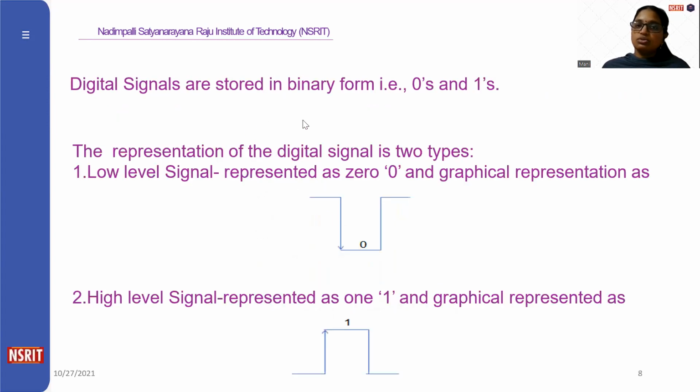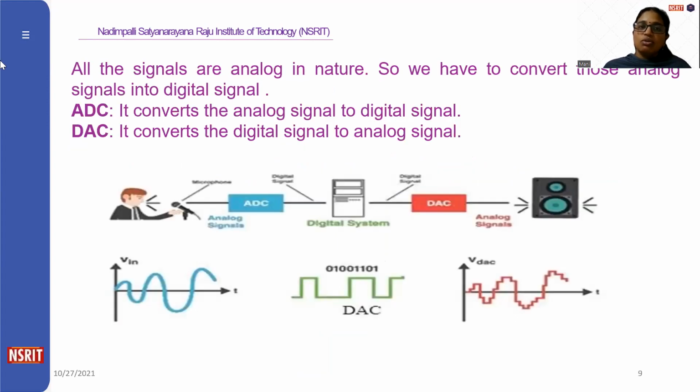Digital signals store information in the form of zeros and ones. We represent zero as a low level signal and one as a high level signal. We represent the signal with the help of two digits only. That is, in a binary signal, we represent signals in two forms, either with a 0 or with a 1. So 0 represents the low level signal, and 1 represents the high level signal. All signals are analog in nature, so we have to convert all signals into digital signals to process them in digital form.